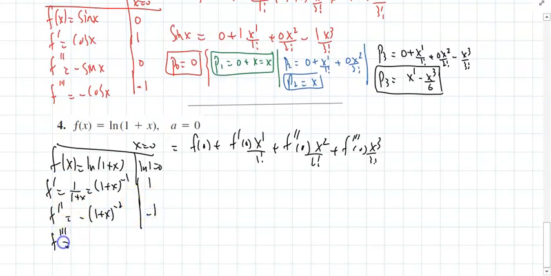F triple prime will be 2 times 1 plus x to the negative 3. That would be a 2. So this is a 0 plus 1x to the 1 over 1 factorial minus x squared over 2 factorial plus 2x cubed over 3 factorial.